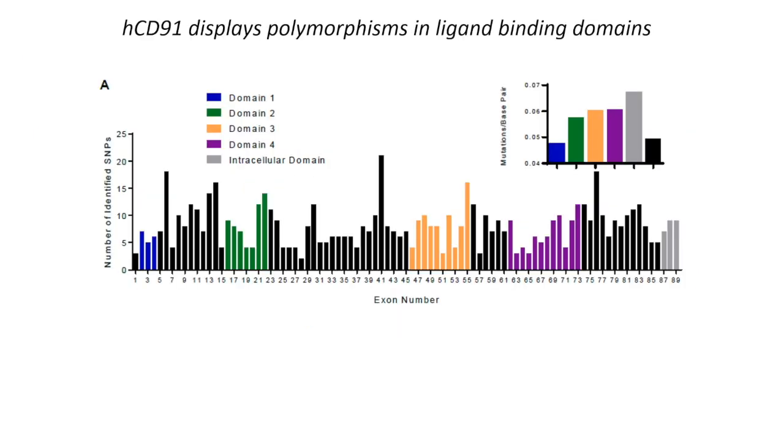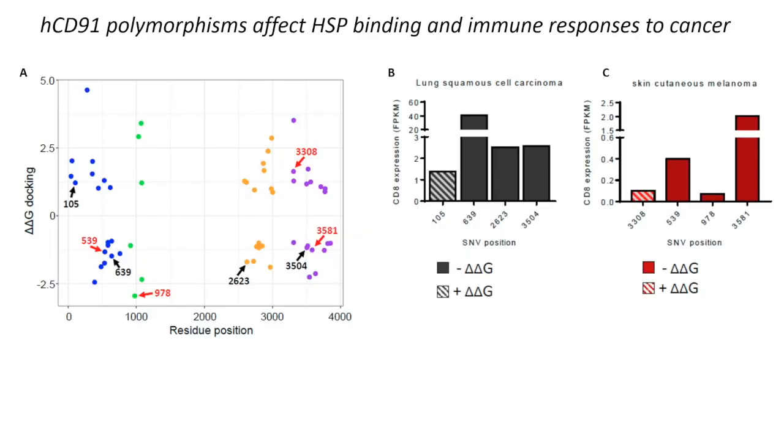We next examined CD91 in humans and report a total of 1,282 single nucleotide variations across the entire coding sequence of the protein, including within the 4 ligand binding domains that are color-coded. In this slide, we show in panel A how each single nucleotide variation impacts the ability of HSP90 or GP96 to bind CD91 by using various algorithms and computer modeling. A negative delta delta G indicates that a particular single nucleotide variation in CD91 enhances HSP binding and vice versa.